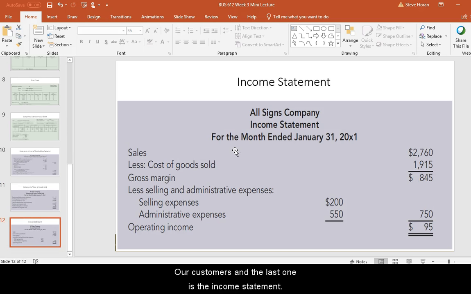And the last one is the income statement. All companies make income statements, even service companies too. So it's your sales revenue minus your cost of goods sold equals gross margin, also called gross profit. Then you subtract your operating expenses, selling expenses, administrative expenses, you get down to your operating income or your net income. But that's a common income statement.